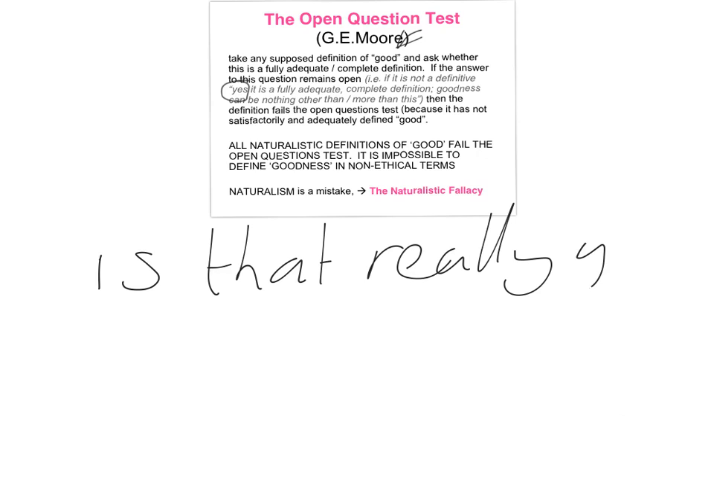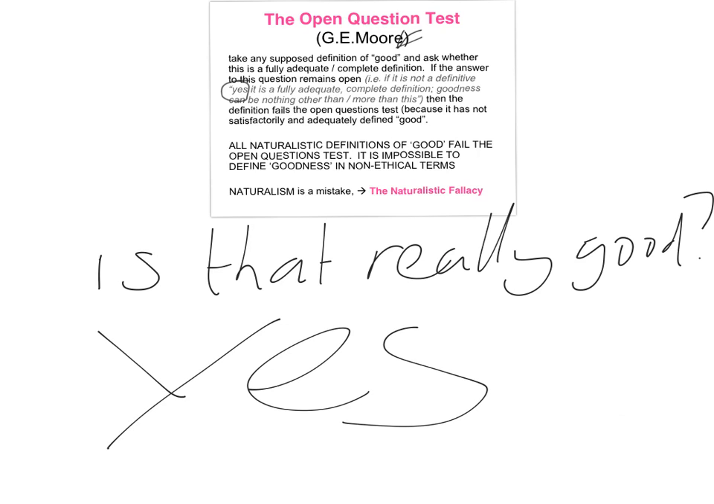The open question test really involves asking the philosopher a very simple question. That question is, is that really good? And unless they say unequivocally, yes, they must have failed. Naturalism must therefore be a mistake.